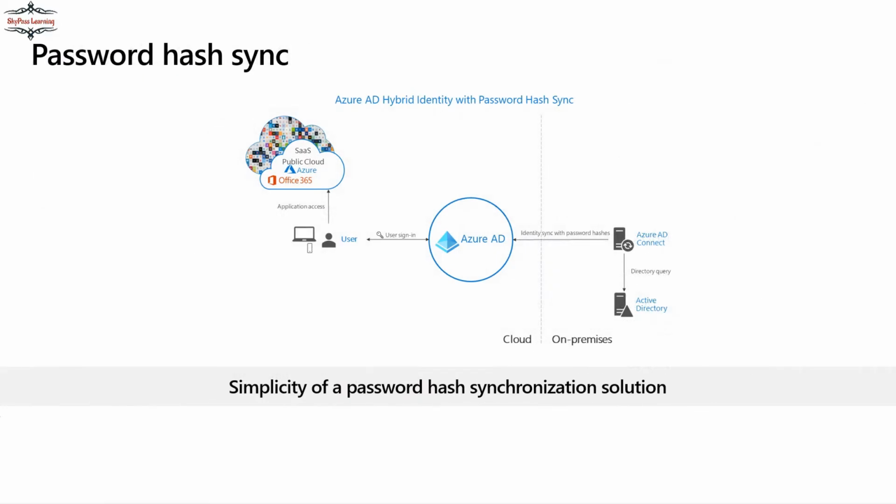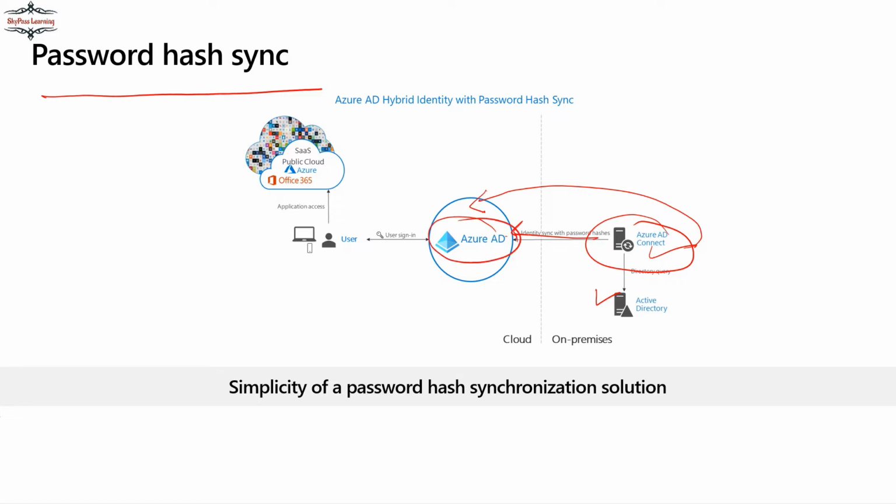Okay, the first one is the password hash sync. So password hash sync, as I mentioned, the user credentials are synced from on-premises to the cloud. This is my on-premises Active Directory. This is my Azure AD Connect that is responsible for syncing the data. It syncs to the cloud, and user can sign in with the help of this Azure Active Directory.